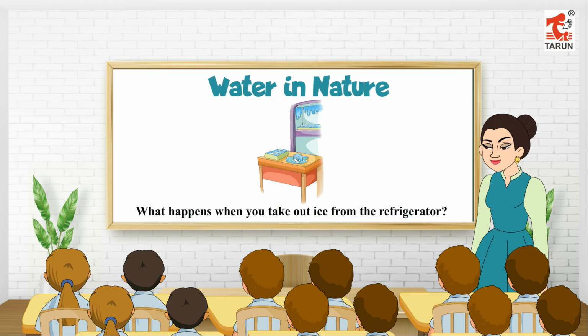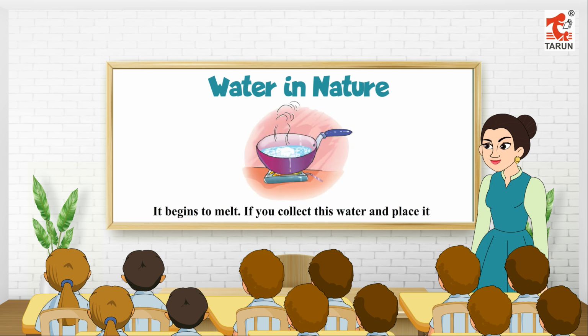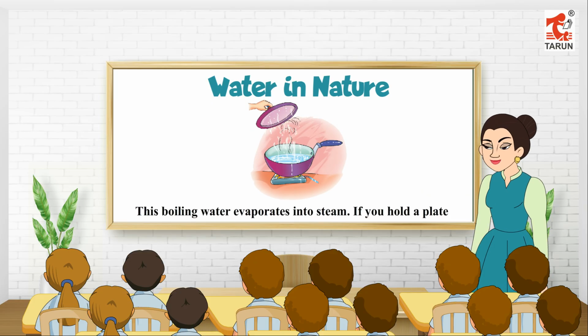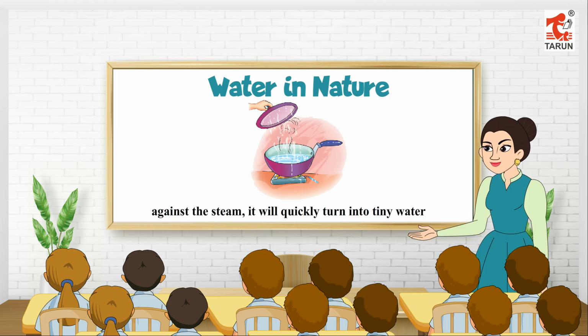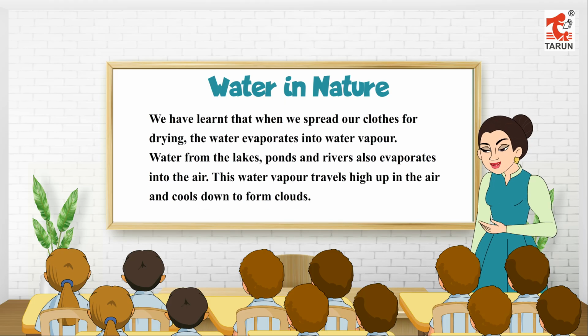Water in nature. What happens when you take out ice from the refrigerator? It begins to melt. If you collect this water and place it on a gas stove, it will begin to boil. This boiling water evaporates into steam. If you hold a plate against the steam, it will quickly turn into tiny water droplets. This is called condensation.